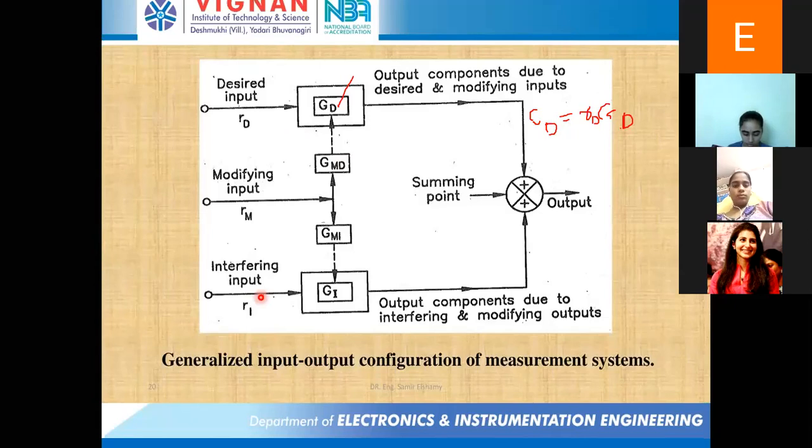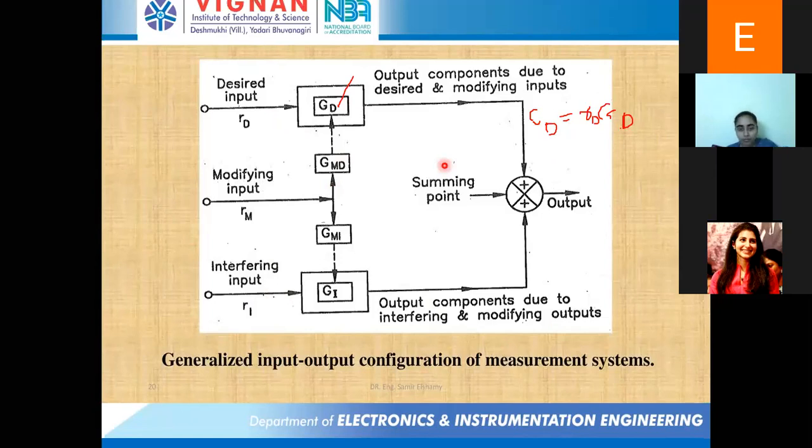Because of this modifying input, the relationship between the desired input and output, and the relationship between the interfering input and output, may change, may be modified. That's why they're called modifying inputs. So now, if you observe, this is a complete instrument here.